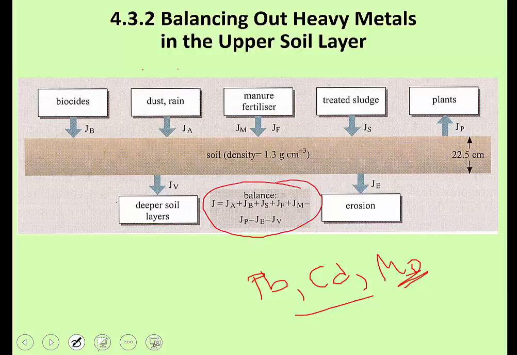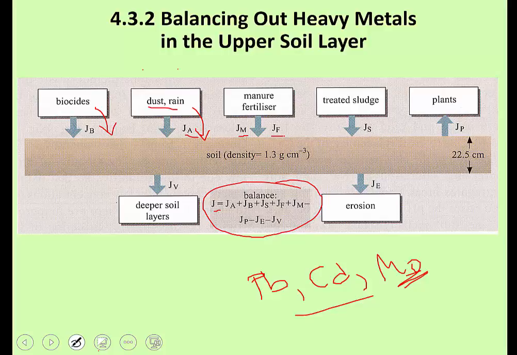So you see all these J's. So the overall balance J is J_A plus J_B plus J_S plus J_F plus J_M minus J_P, J_E, and J_V, where basically all the pluses are things that are putting metals into the soil, things like biocides. And these are insecticides, herbicides, any sort of material that we're putting on plants for a variety of reasons that may release those metals into the soil. There can be metals in the dust that get pulled out by the rain, so that's atmospheric. So that's what the A is for.